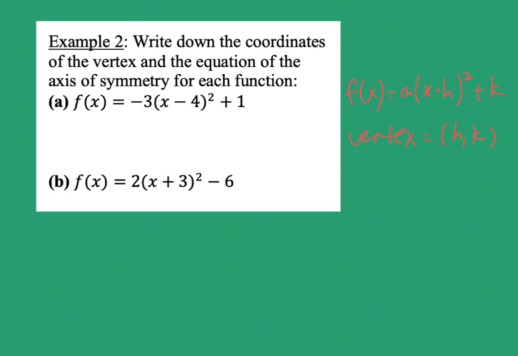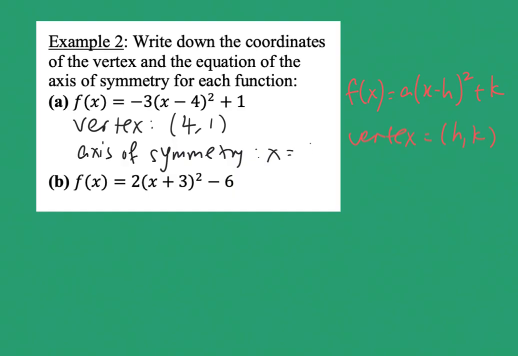And I can apply that, so the vertex for this will be 4, 1, and the axis of symmetry is when x equals 4. So this graph actually looks like this. I'm going to sketch it here. You can try sketching on your own first before comparing your answer with mine. 4, 1, this is the vertex. This is a negative, so this is a sad curve.